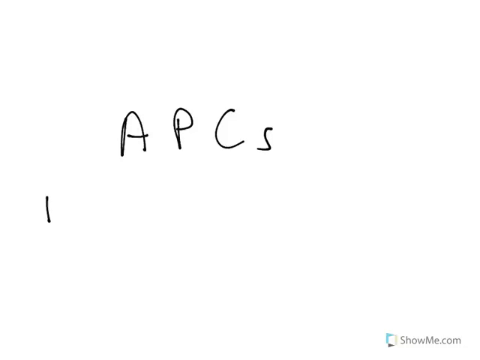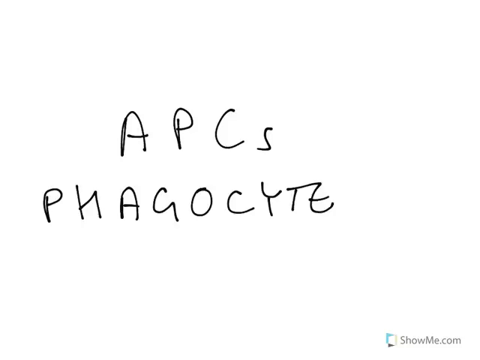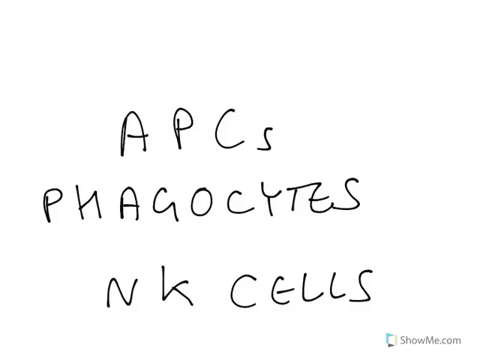We have the phagocytes, and as you are aware, phagocytes are important for taking up material and destroying it, and in some cases certain phagocytes can act as antigen presenting cells themselves. And the third class are the natural killer cells, the NK cells, and these cells have a role in protection against viral infections and cancer.